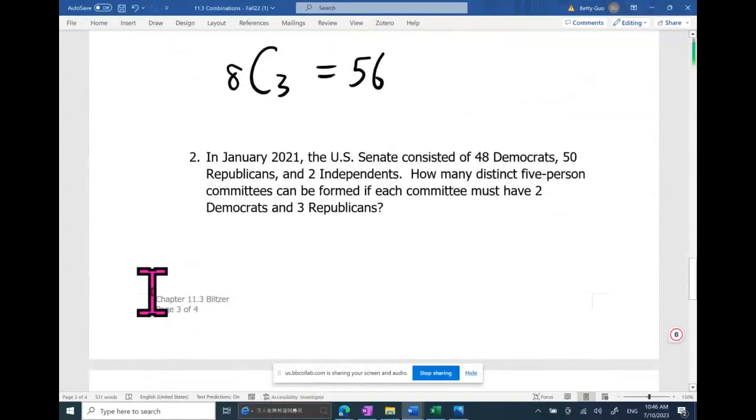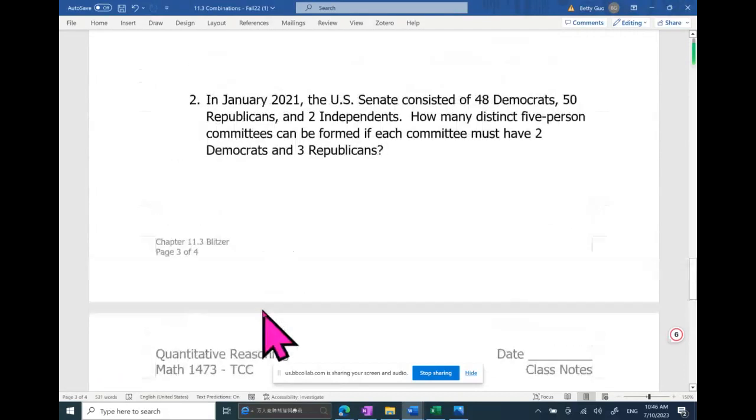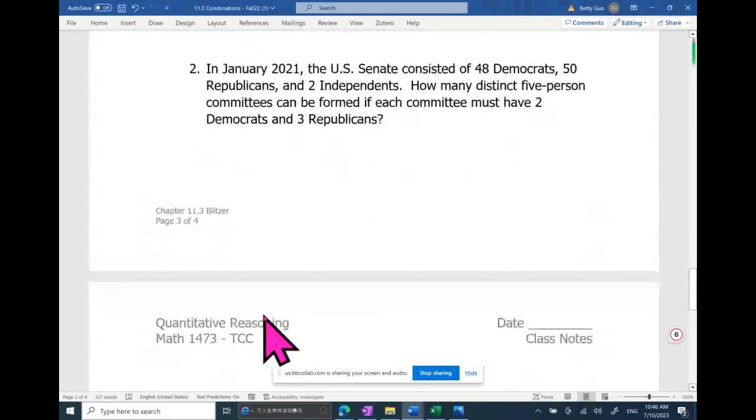Number 2: in January 2021, the U.S. Senate consists of 48 Democrats, 50 Republicans, and 2 independents. How many distinct 5-person committees can be formed if each committee must have 2 Democrats and 3 Republicans? And what is our task in this problem? Our task is to form a committee.